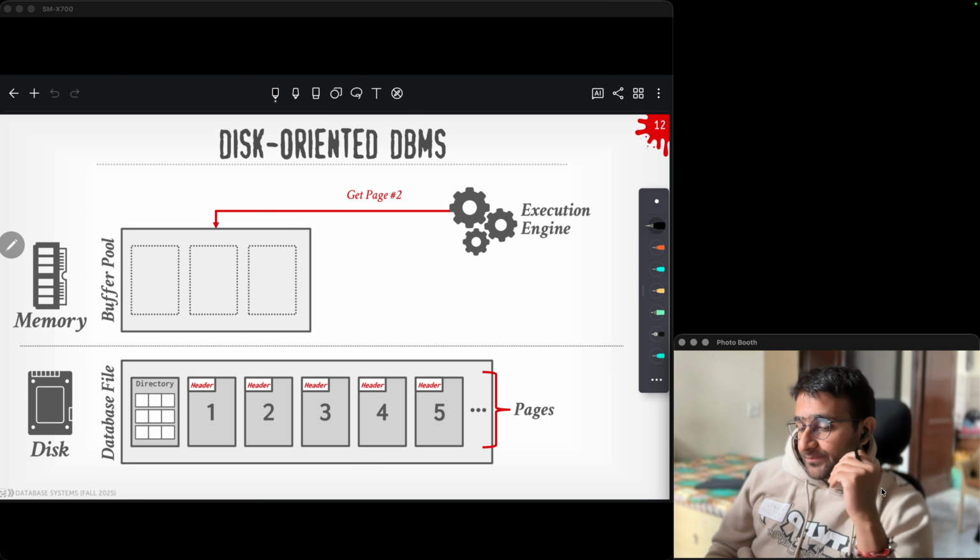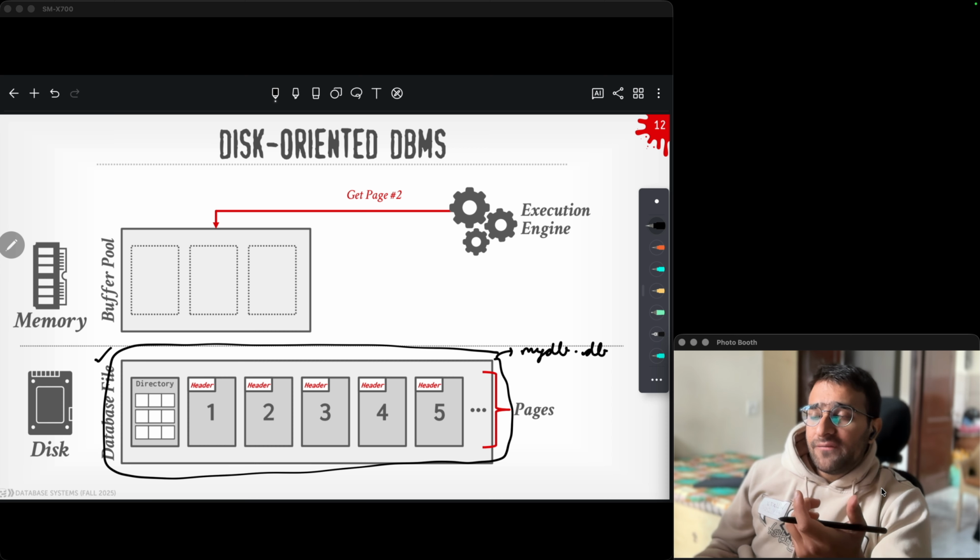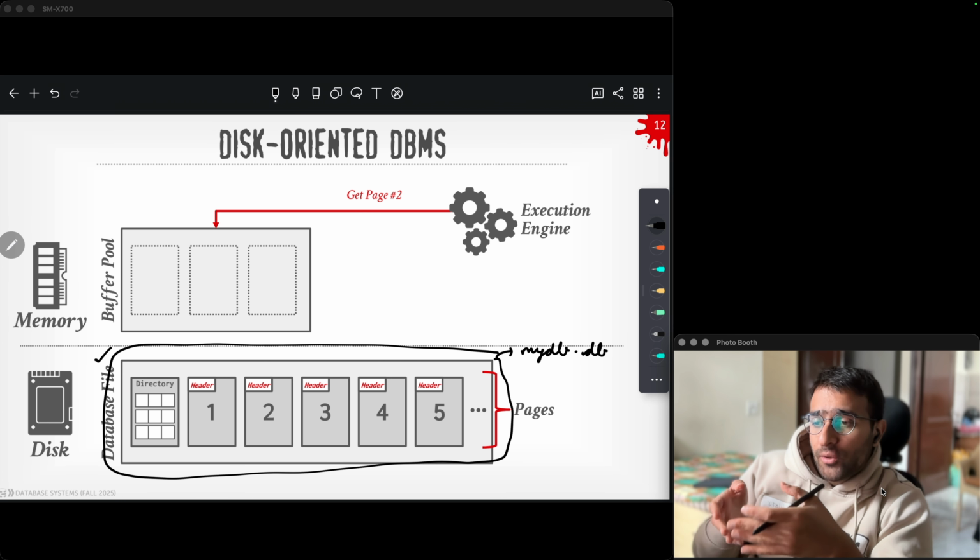Each file will be divided into pages. Let's say I have a database file. Let's take this example. This whole thing is a database file. I'll just call it mydb.db. So this is my database file. What are pages? Pages are nothing but the whole file broken into small pieces. Small pieces can be defined like you can have 4 kilobyte pages, then you can have 8 kilobyte pages, and then you can have 16 kilobyte pages.